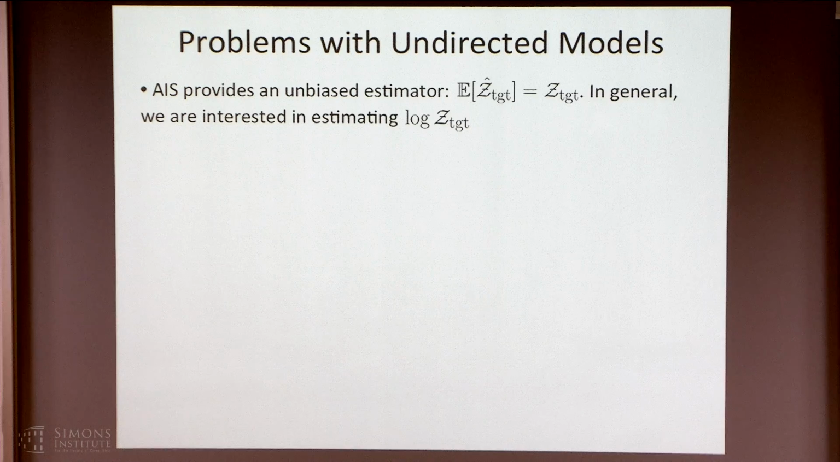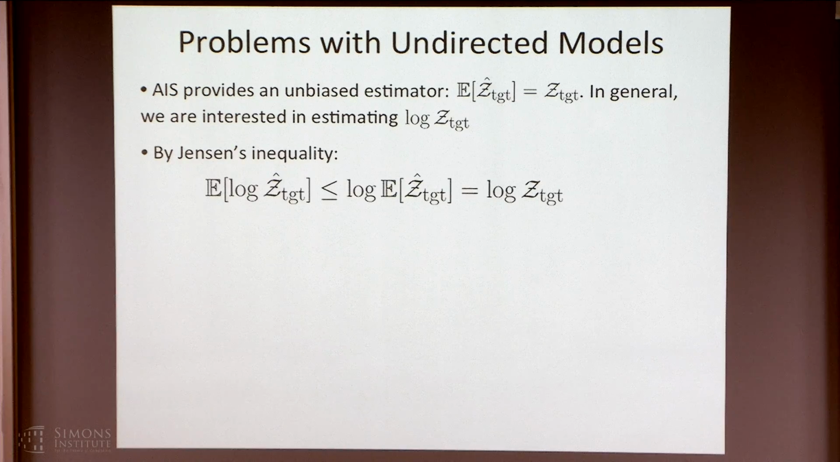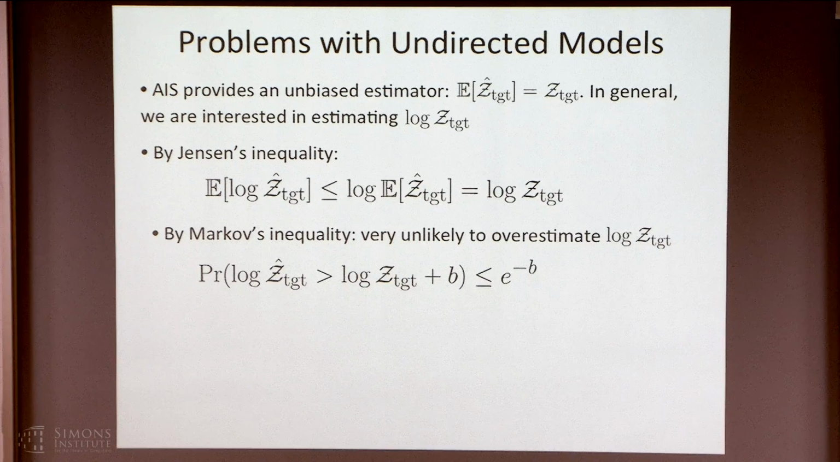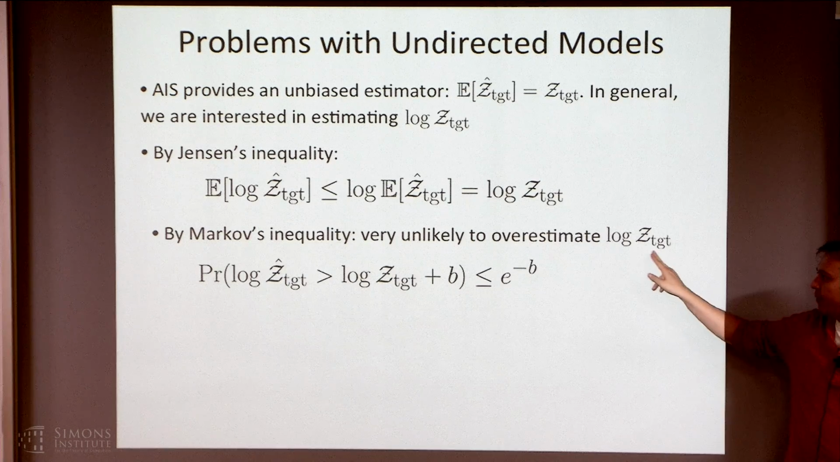The details are not that important, but what is important is that AIS provides an unbiased estimator of the partition function. We can show that in expectation, it gives you the right thing. But in general, we're interested in estimating the log of the partition function, not the partition function itself. By Jensen's inequality, if you try to estimate the log, you will most likely underestimate it. And by Markov inequality, it's very unlikely you will overestimate log Z.